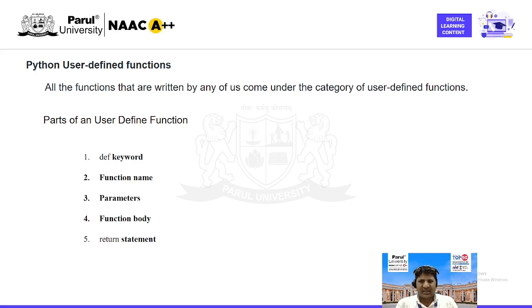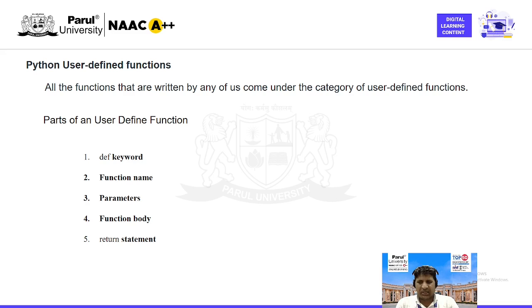The second type of function is user defined functions. All the functions that are written by any of us come under the category of user defined functions. It means whatever function we write, create, or develop, those functions are known as user defined functions.